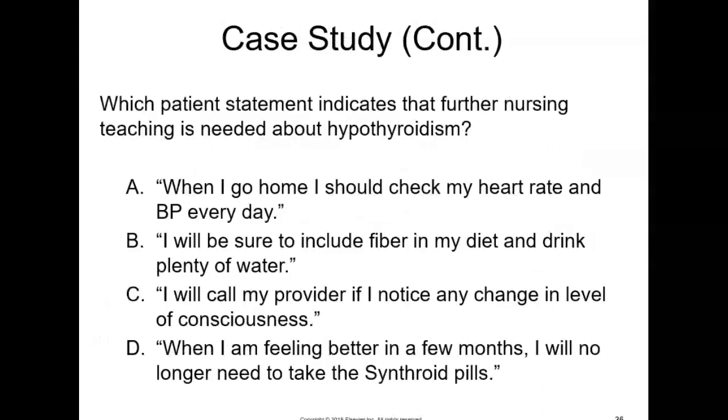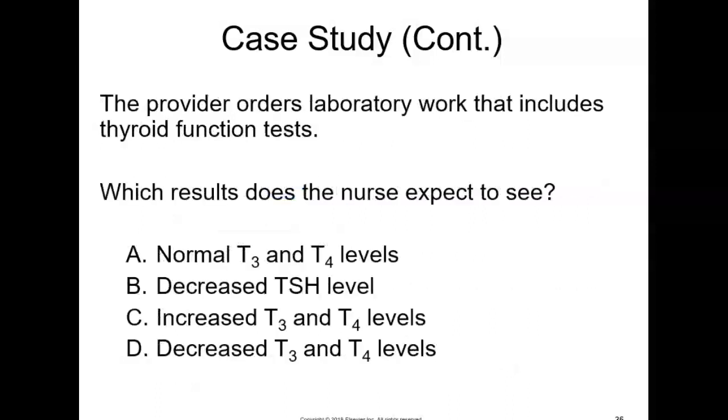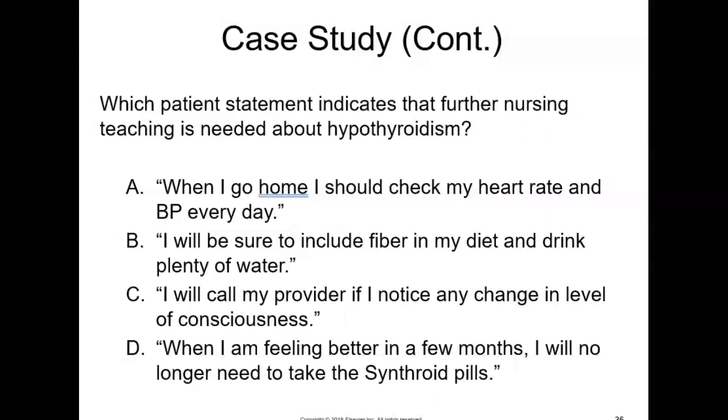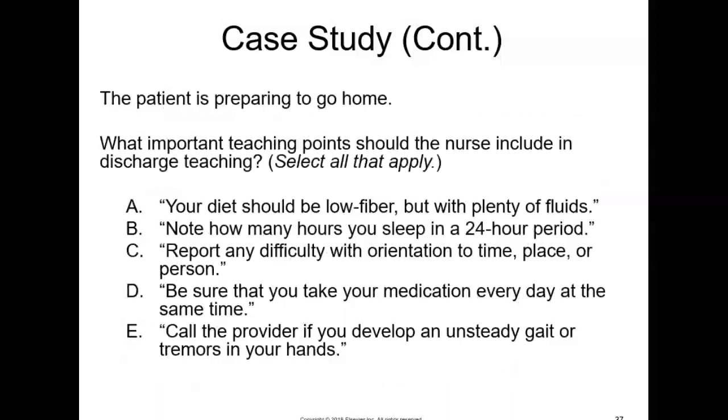The correct answer for the second case study question is D. The correct answer for the third case study question is D. Although I will point out you won't see Synthroid on your test questions or on the NCLEX. You're going to see levothyroxine. The final case study question, select all that apply. The correct answers are B, C, D, and E.